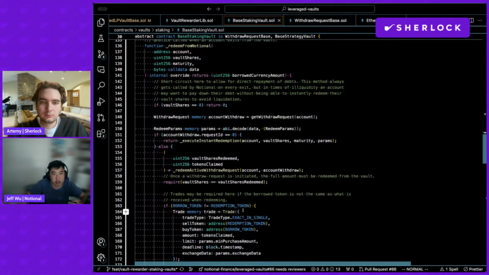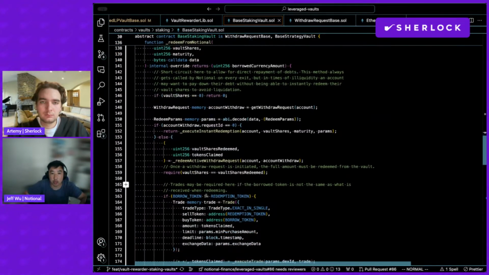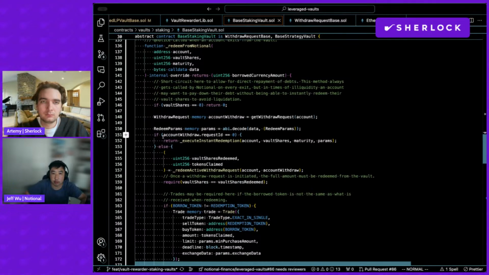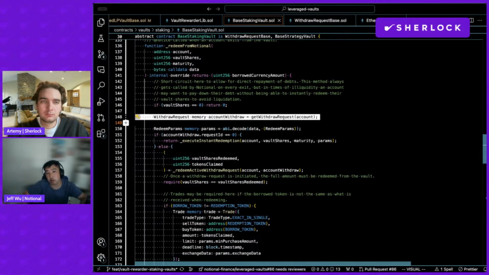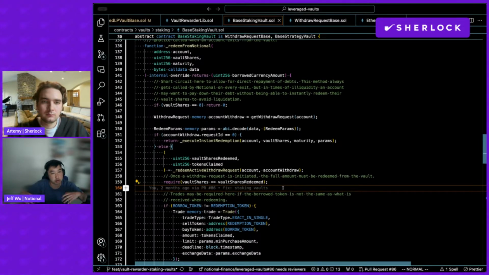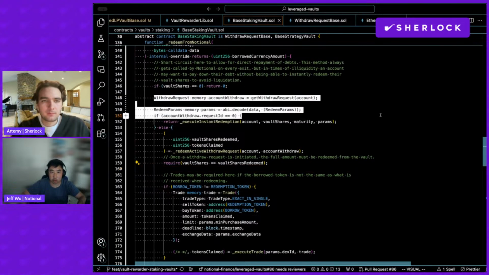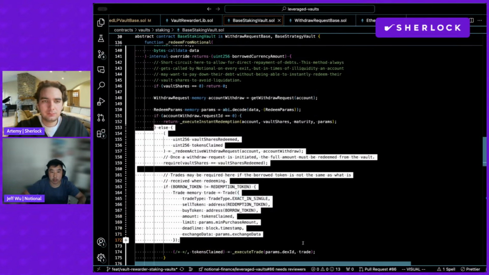Redemptions is where things can get a little tricky. When we have a withdrawal request, the withdrawal requests are always exiting the account's position in full. So anytime there's a withdrawal request, you're locked out from depositing, and therefore you just have to wait out this withdrawal period before you can exit the position. So if there's an active withdrawal request, you're always falling into the else block.